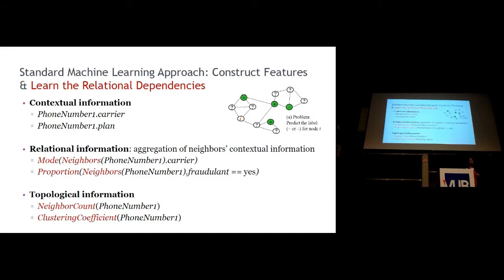The next one would be relational information, and this is where I look at my friends and I aggregate over them. And I say, for example, what is the mode among the carriers of my neighbors? Or, you know, what is the proportion of my neighbors whom I have labels for who are fraudulent? And the last one is topological information. These are basically, again, features that I'm going to extract.